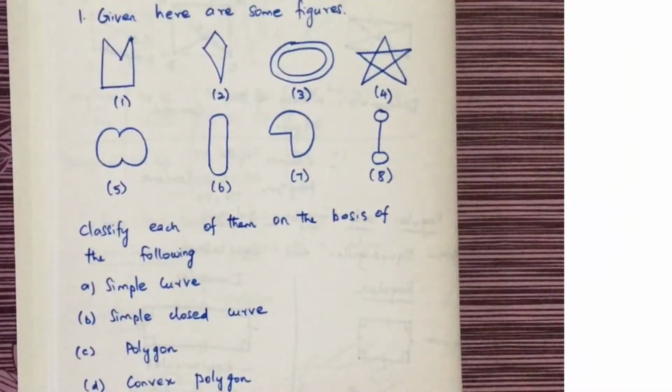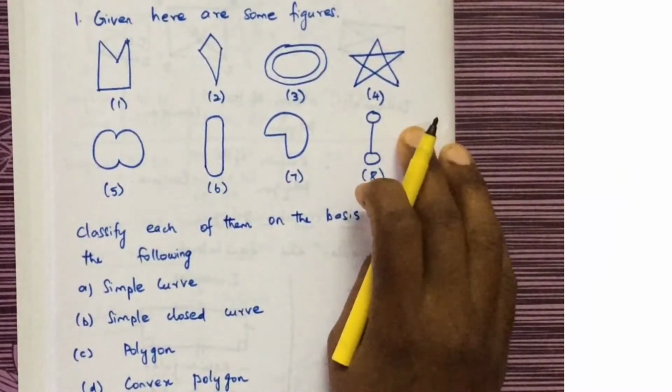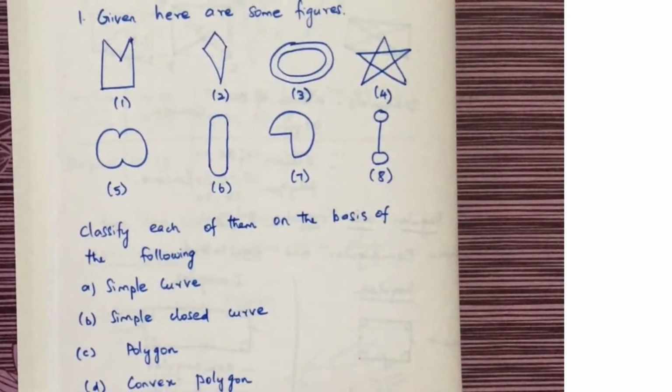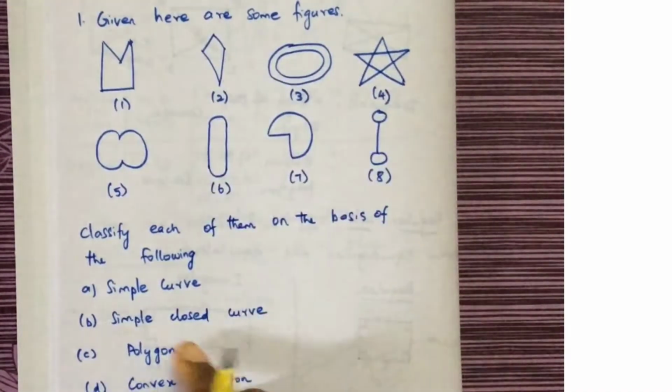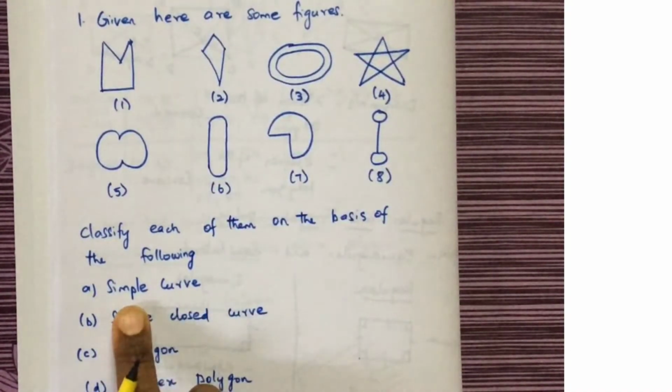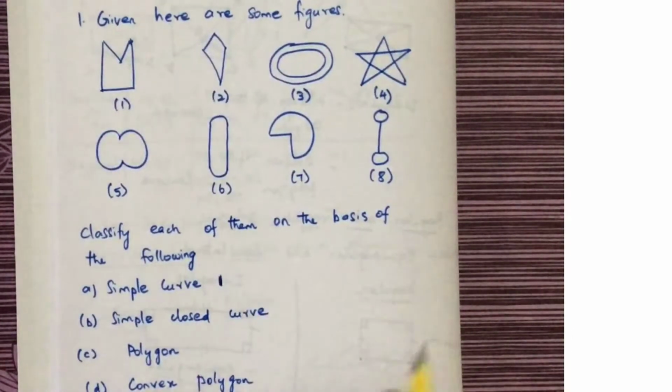We'll start with exercise 3.1. The first problem is, given here are some figures, and you have to match them with the following. First we will start with this figure. First you have to check whether it is a simple curve. What does a simple curve mean? There should not be any overlap. There is no overlap, so this is a simple curve.